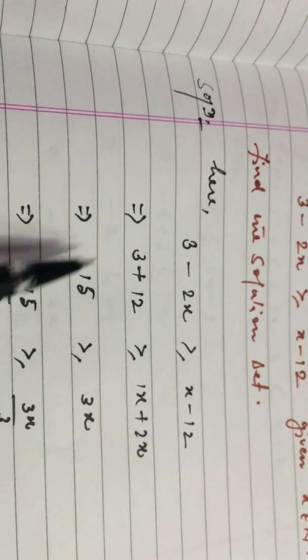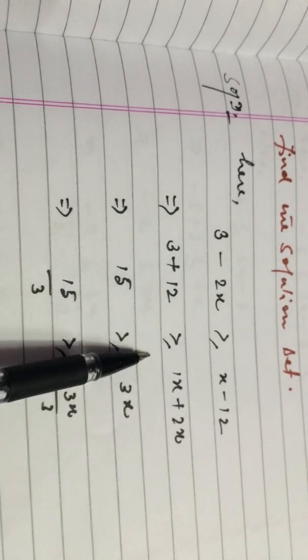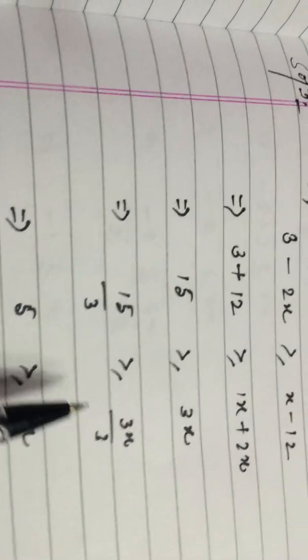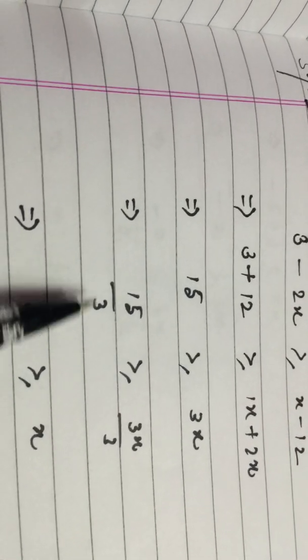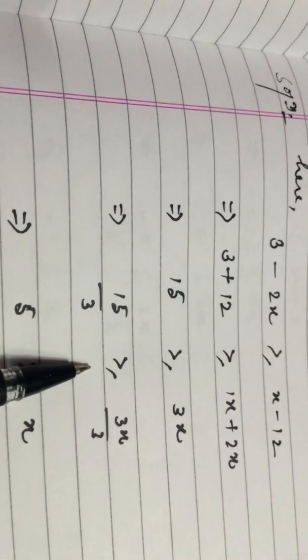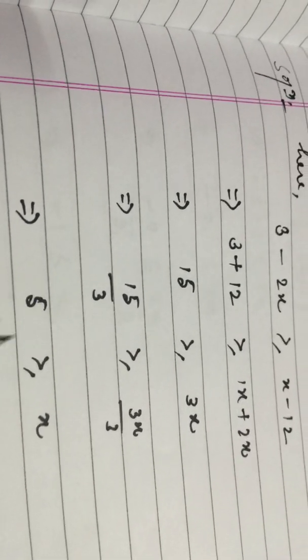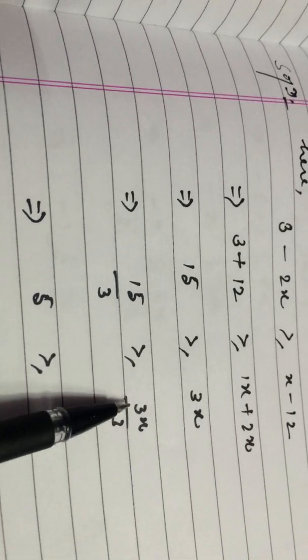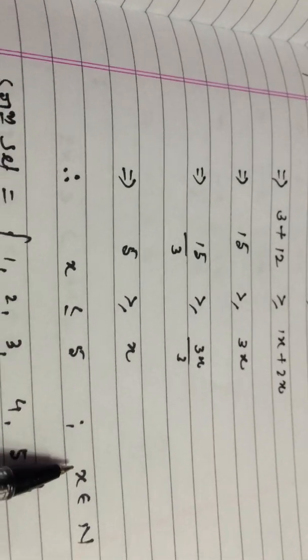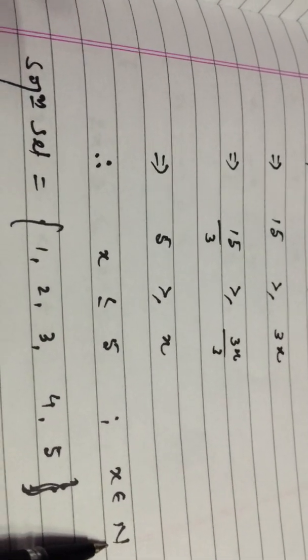So 12 plus 3 is 15, and 2x plus 1x is 3x. Now see, in the next step, both sides are divided by the same positive number, so the sign of the inequality remains the same. 15 divided by 3 is 5, and the 3 cancels, leaving x. It means x is less than or equal to 5, where x belongs to natural numbers.